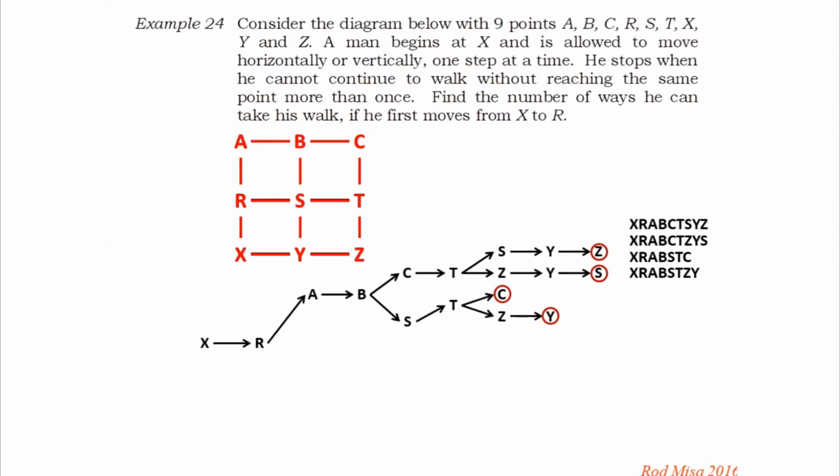But suppose he started at point X, then moved to point R, point A, point B, point S, and instead of moving to point T, he moves to point Y.